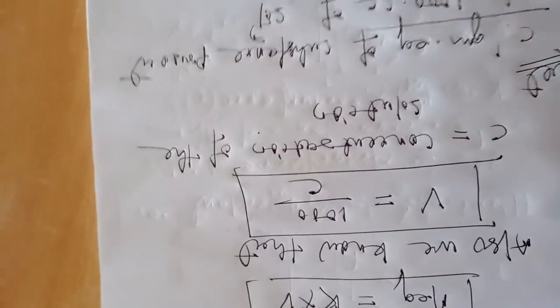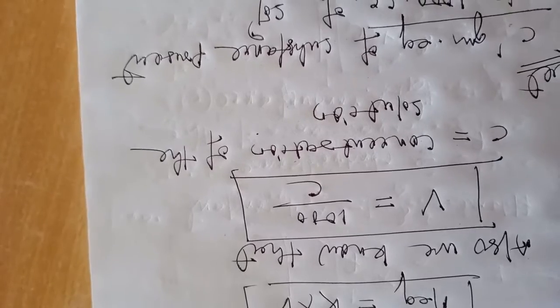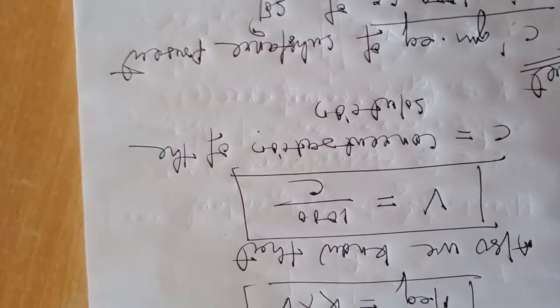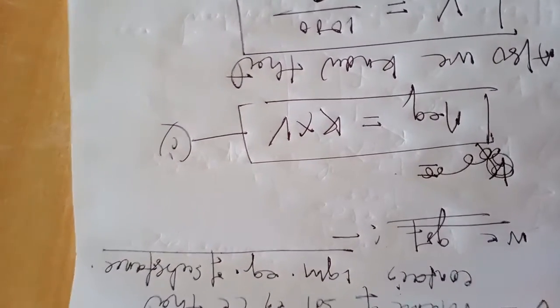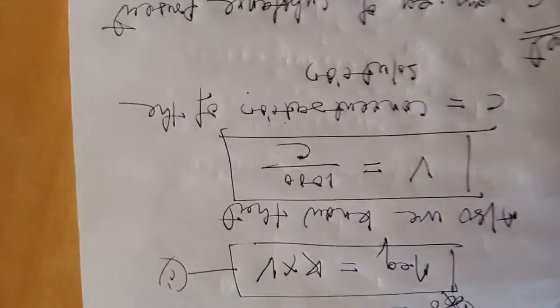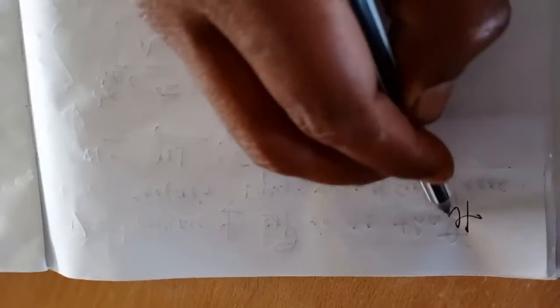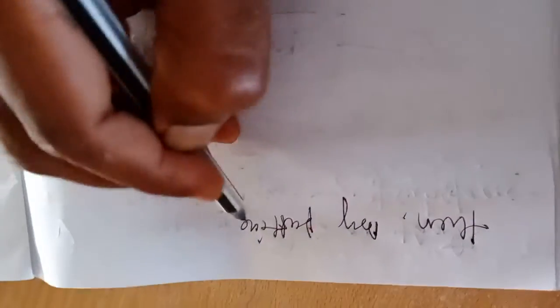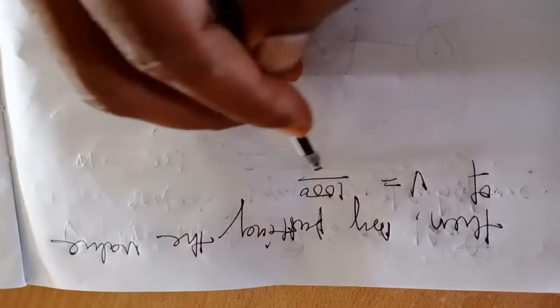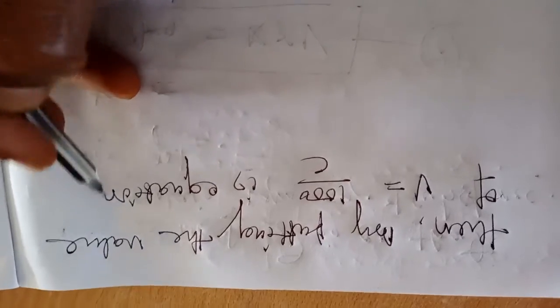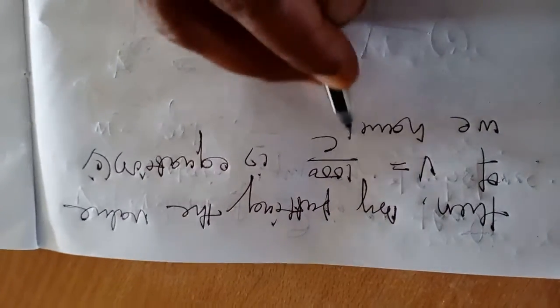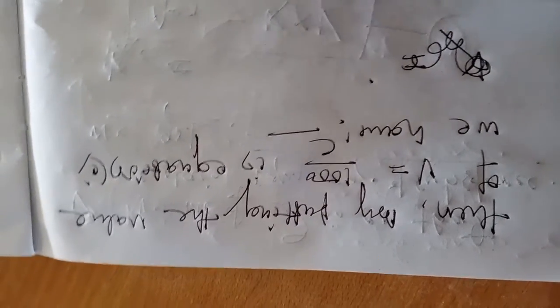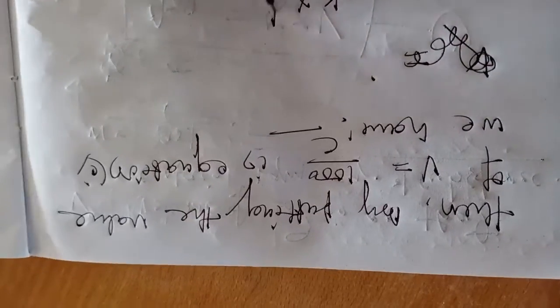So we can write V equals 1000 by C. Suppose this is equation 1, and we got V equal to 1000 by C. Then by putting the value of V equal to 1000 by C in equation 1, we have equivalent conductance equal to K into 1000 by C.